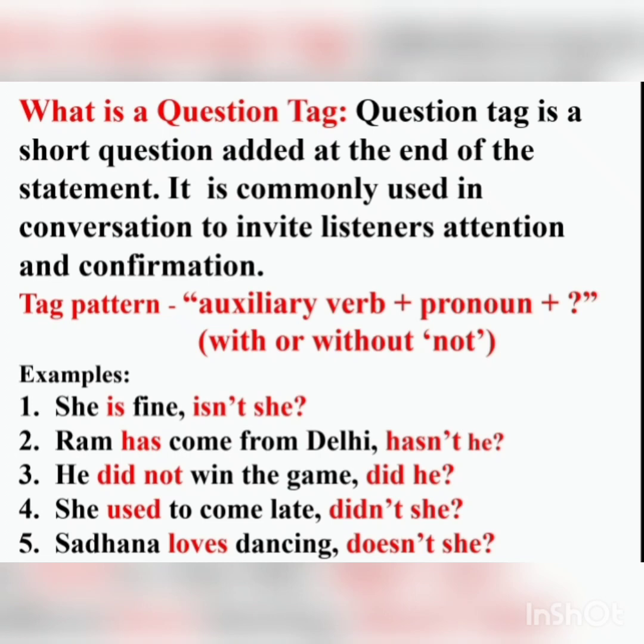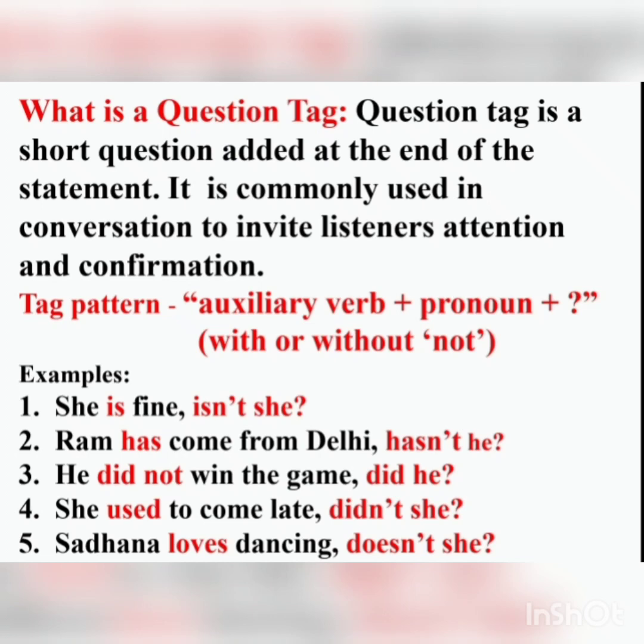Next, Ram has come from Delhi. Again, this part is positive, so you have to use the negative tag. Here, let us use the same auxiliary verb found in the main part, has. Since it is positive, add not and use the pronoun. Here, the pronoun for Ram is he. So, hasn't he?